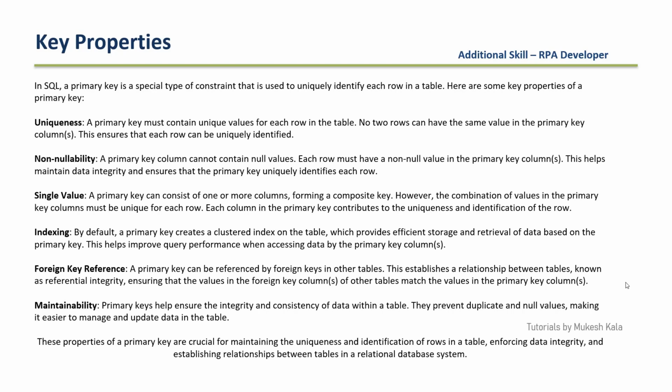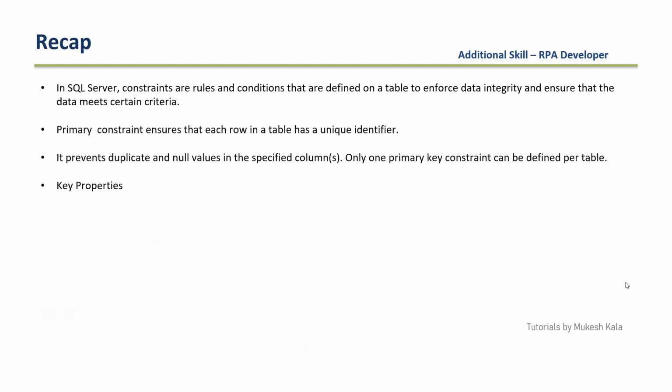Okay, so with this we come to the end. Let's quickly recap. Today we have seen that in SQL Server we have something called a constraint, which are the rules and conditions defined on the table to enforce data integrity. We have seen one type of constraint, which is the primary key constraint, which simply makes each row of the table unique. It prevents duplicate and null values. Only one primary key can exist per table, and at the end we have seen the key properties of the primary key.